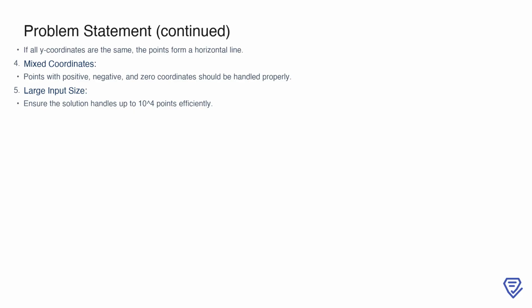The input array will always have at least 2 points, and if there are only 2 points, the output will always be true because any 2 points can form a straight line. For vertical lines, where all x-coordinates are the same, or horizontal lines, where all y-coordinates are the same, the function should handle these special cases explicitly. Additionally, the solution must handle points with mixed positive, negative, and 0 coordinates correctly. Finally, with up to 10,000 points in the input, it's crucial that the implementation is efficient and performs well even for the maximum constraint. Ensuring these considerations will make the solution both correct and robust.